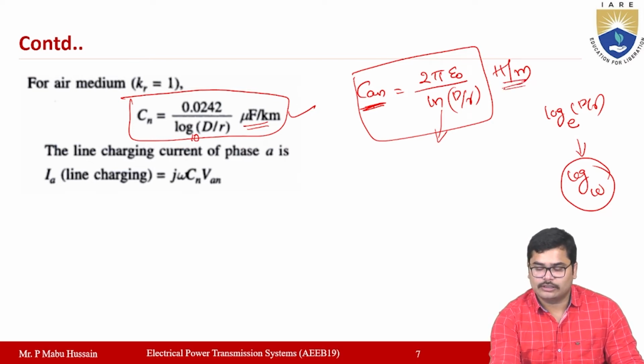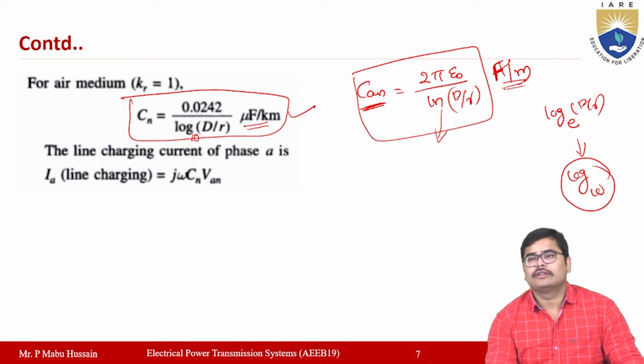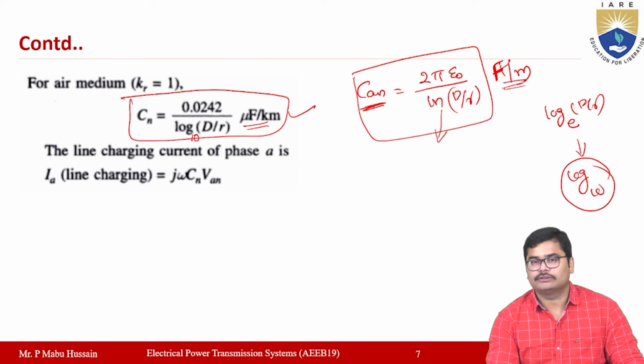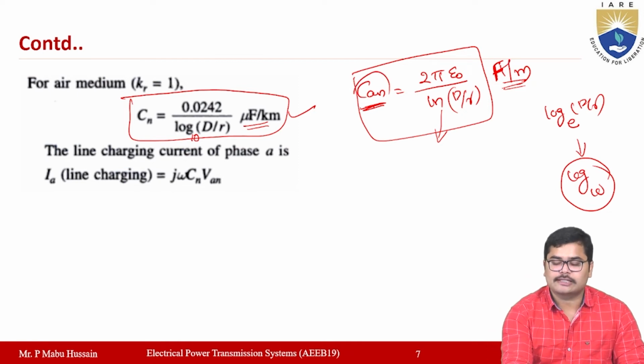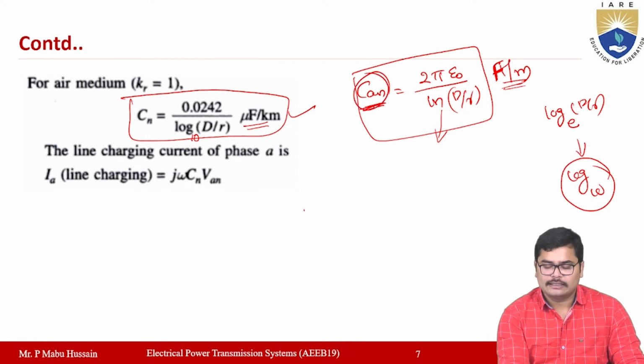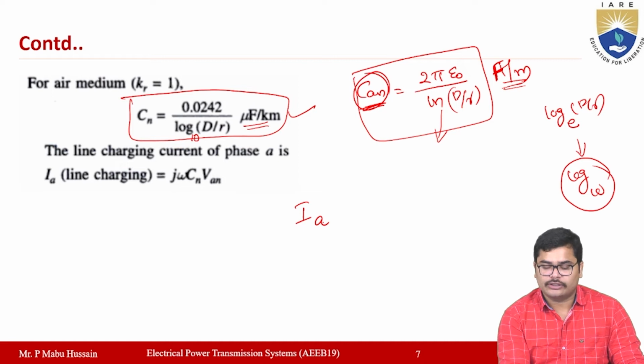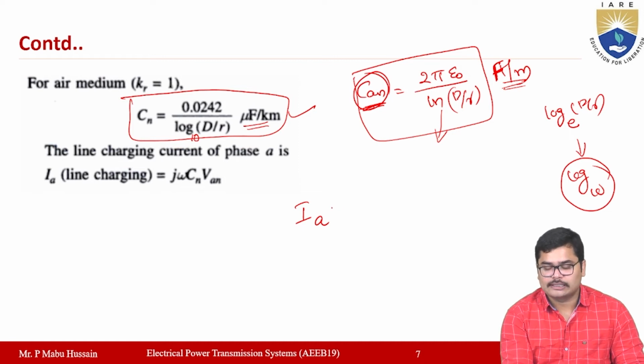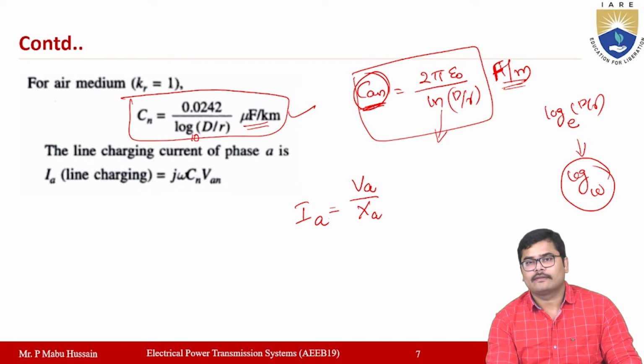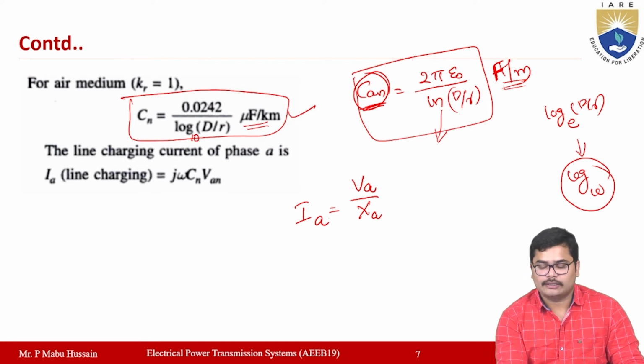Sorry, this is in capacitance, right? So capacitance is always represented with farads, so this will be the farads per meter. Once you know the capacitance here, then the charging current flowing in line A can be written as IA is equal to VA by X of line A.